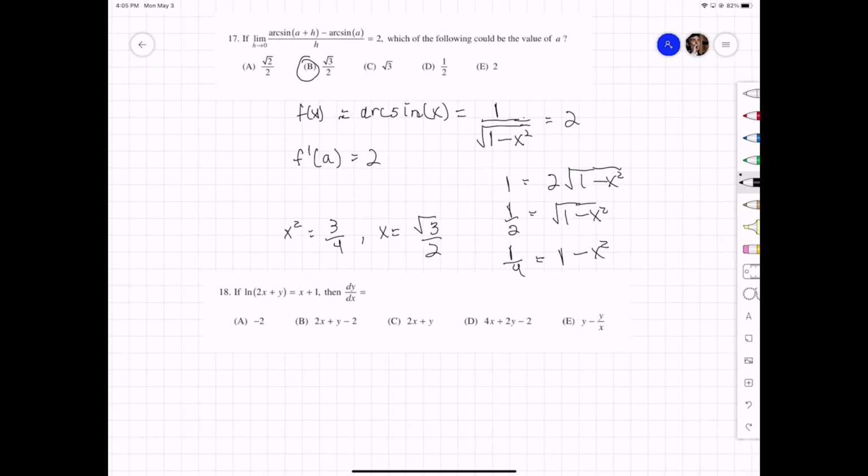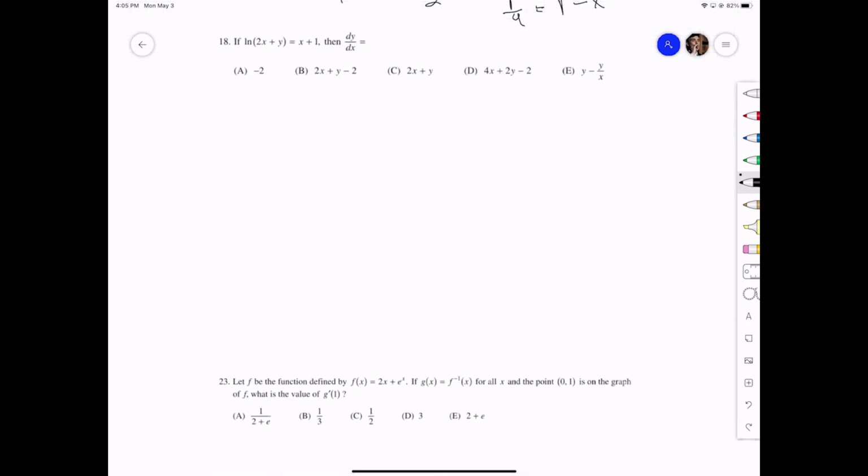Okay. Next. If ln of 2x plus y is equal to x plus 1, then dy dx is equal to... Okay, so this is implicit differentiation again.